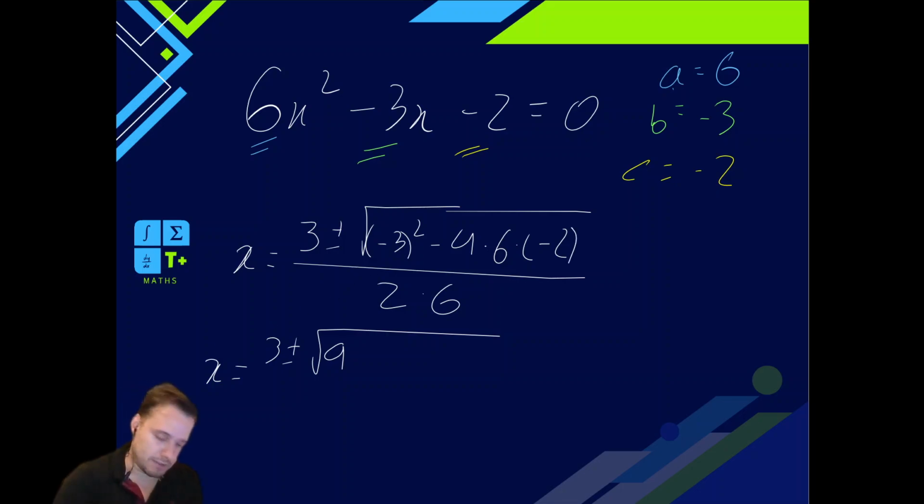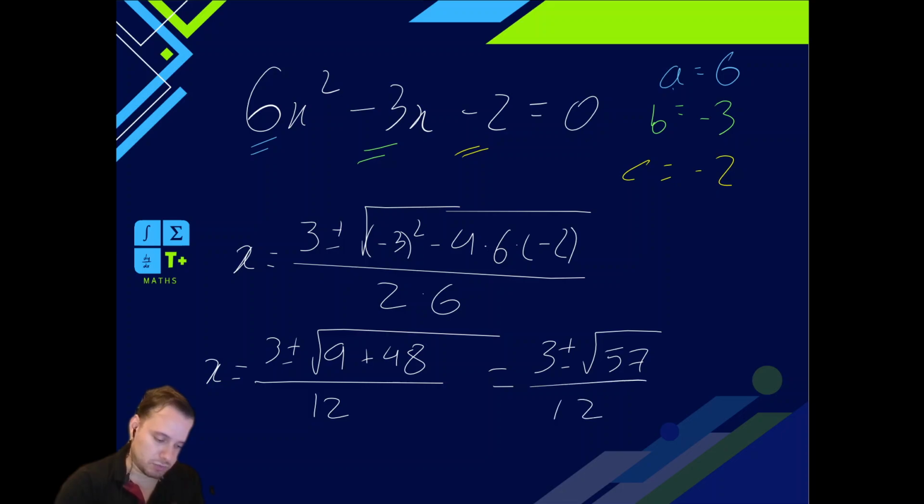I forgot the parenthesis there. 4 times 6 times 2 gives you 48. And negative times a negative is a positive, so it's going to be plus 48. And then we're going to divide everything over 12. This is equal to 3 plus or minus the square root of 57 divided over 12.